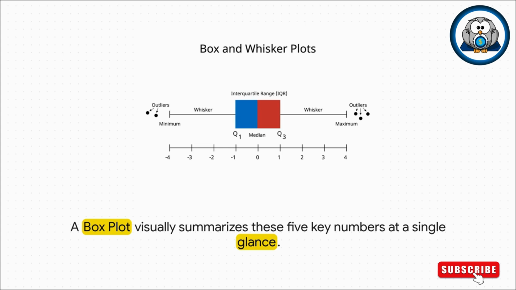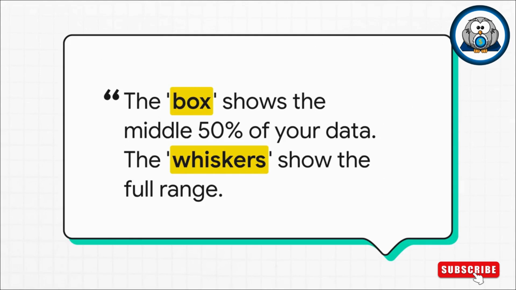I want you to think of this as an X-ray of your data. In one quick look, it shows you where the center is and how spread out everything is. It's incredibly efficient. So the most important thing to remember is this, that box in the middle represents the heart of your data, the middle 50%.